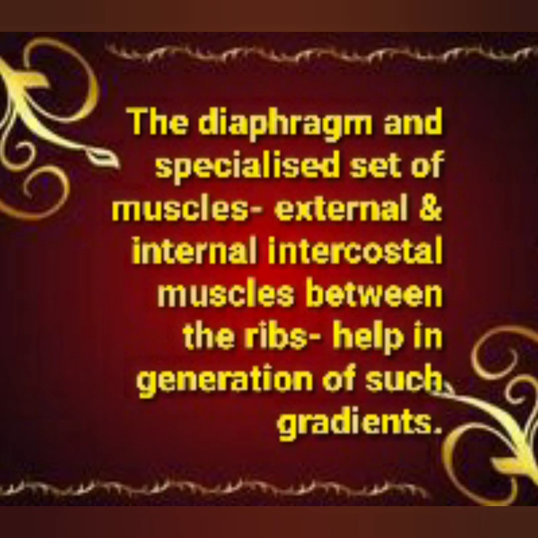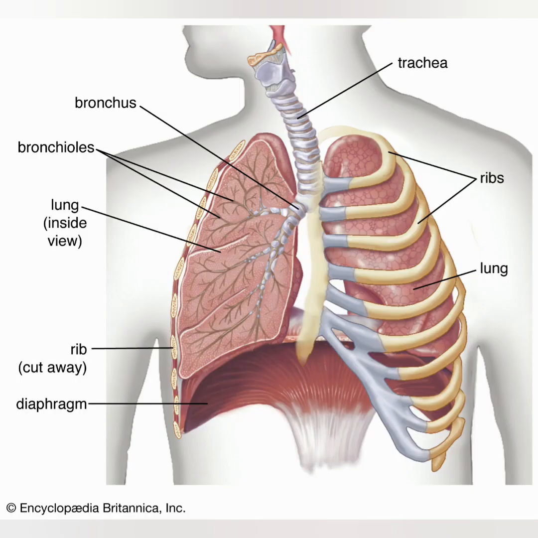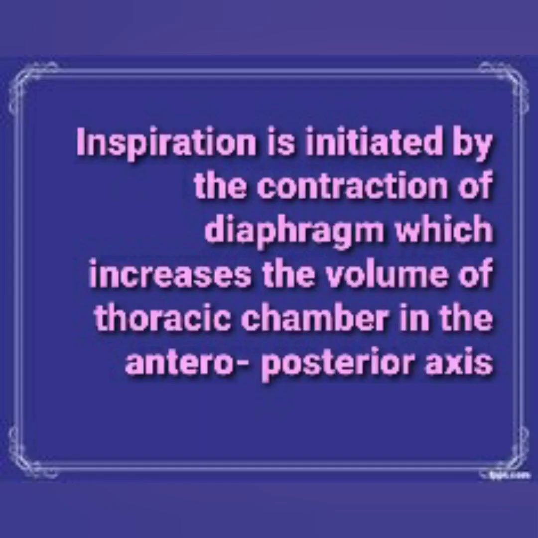Now the diaphragm and specialized set of muscles, namely external and internal intercostal muscles between the ribs, help in generation of such gradients. Here you can see the location of diaphragm as well as ribs, and the location of internal and external intercostal muscle between the ribs. Also try to understand.